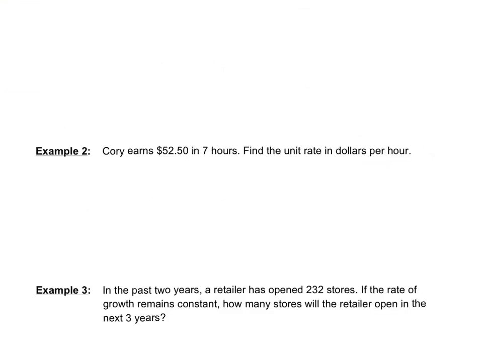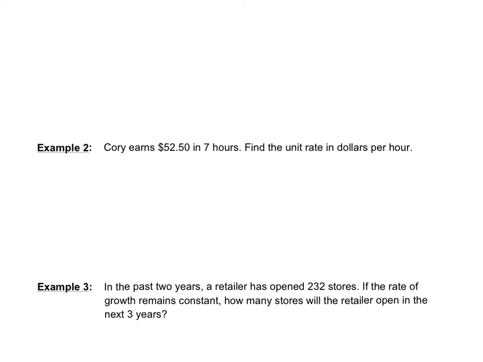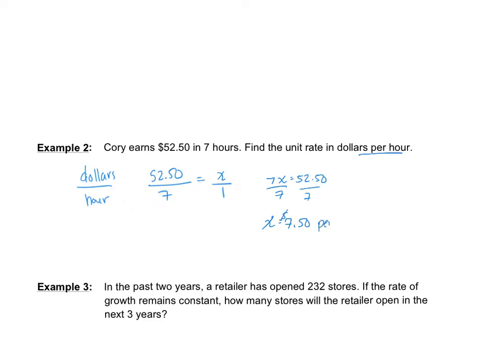Example 2, Corey earns $52.50 in 7 hours. Find the unit rate in dollars per hour. So they're actually giving us our ratio of dollars per hour. So our first one is $52.50 in 7 hours. Whenever we have unit rate, we're going to have 1 on the bottom. So 1 hour. And so we're wondering how many dollars, x. And so again, we can cross multiply, and we get 7x equals $52.50. Divide both sides by 7, and we end up with x equals $7.50. To answer our question, dollars per hour.